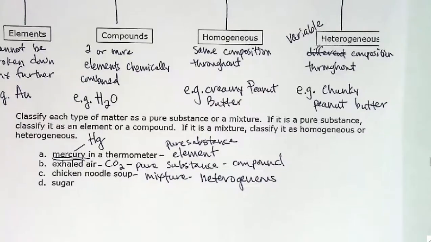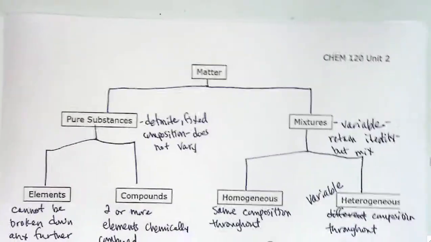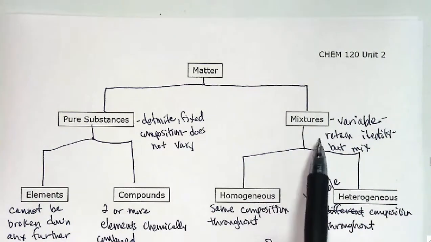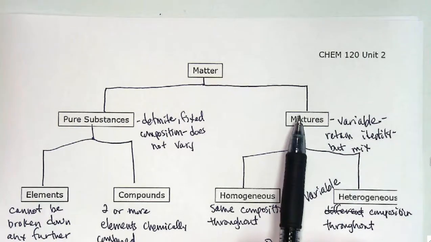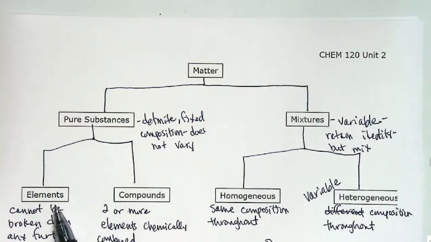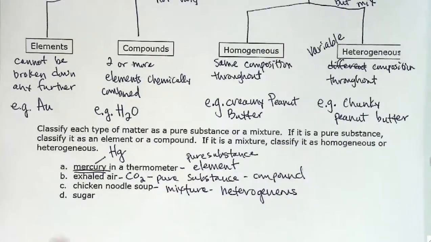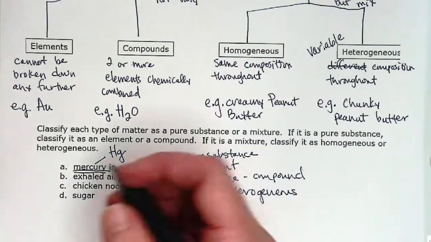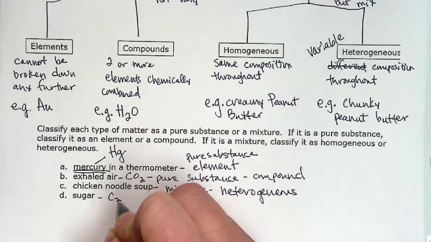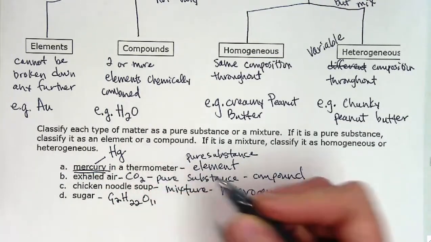All right. The last example is sugar. And sugar, it doesn't say it's mixed in water. If it was mixed in water, then it would be a mixture, so it's just sugar. So it's a pure substance. Sugar is not an element, but it's made up of elements, so it's a compound. It would be helpful if I gave you the formula for sugar, C12H22O11.